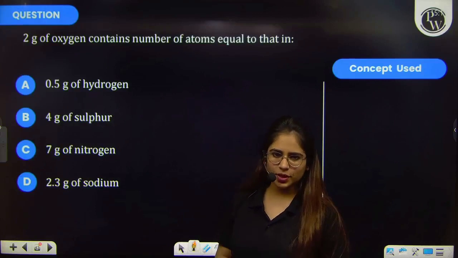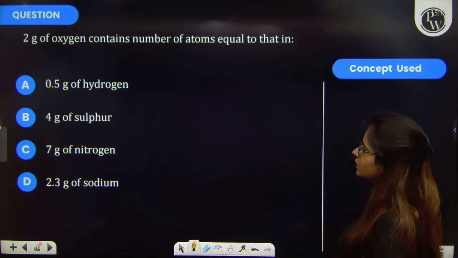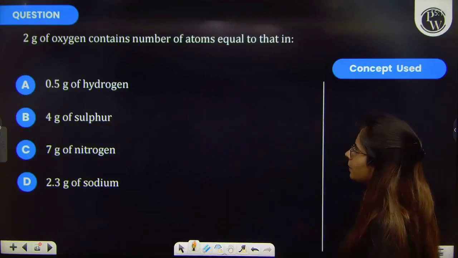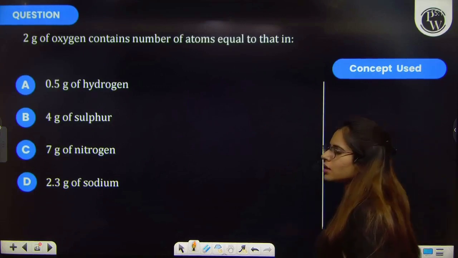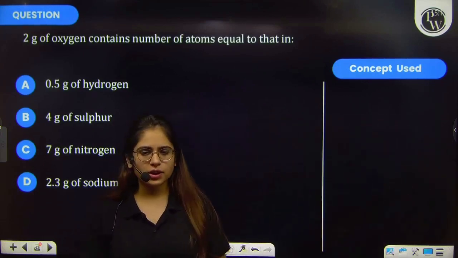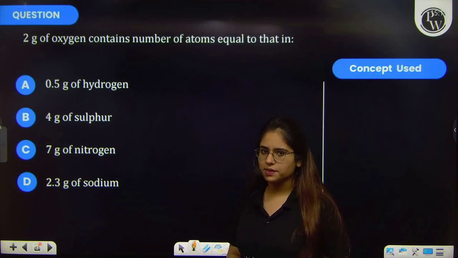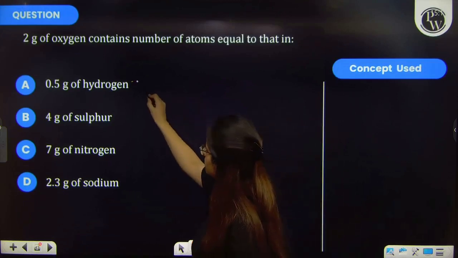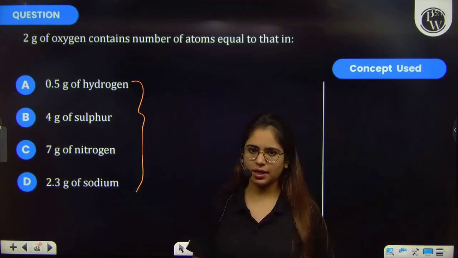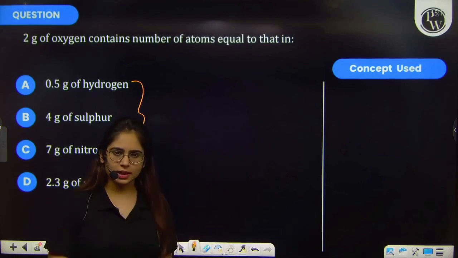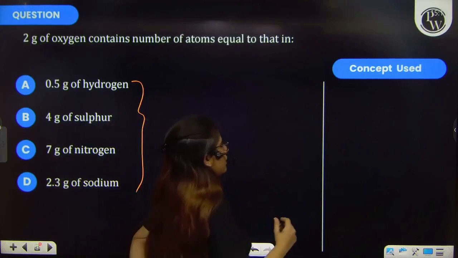Students, let's see this question. The question says that 2 gram of oxygen contains number of atoms equal to that in... So you have been given the mass of oxygen and for that you have to find the number of atoms. वो सेम होने चाहिए इनमें से किसी एक ऑप्शन में से, राइट? So let's first discuss the concept of this question.